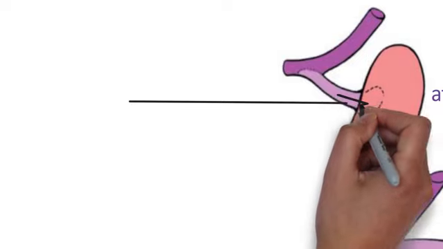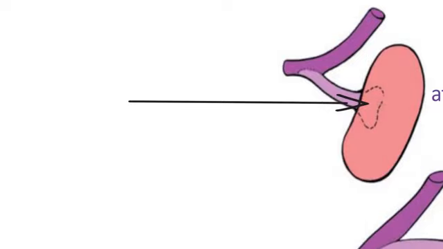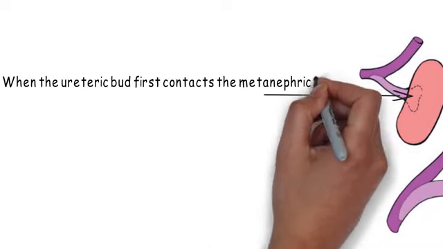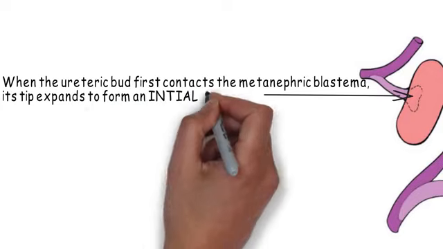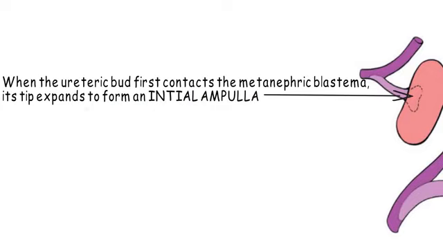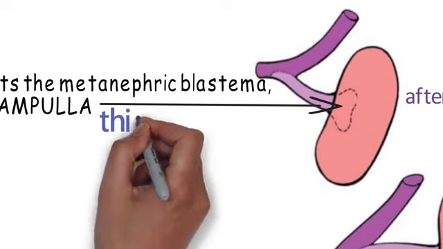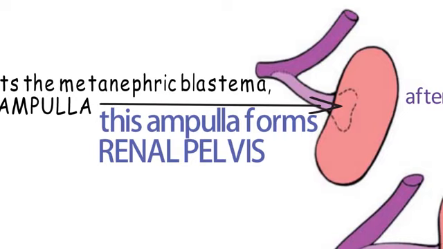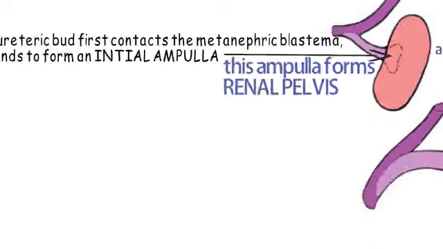Now please focus on this part of the diagram. Here I want to tell you that when the ureteric bud first contacts the blastemal or mesenchymal tissue, its tip expands. This very initial expansion of the tip forms an initial ampulla, and this initial ampulla will form the renal pelvis in future. So this is how the renal pelvis develops.